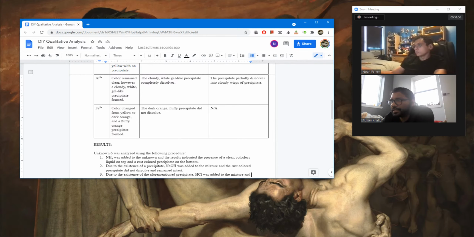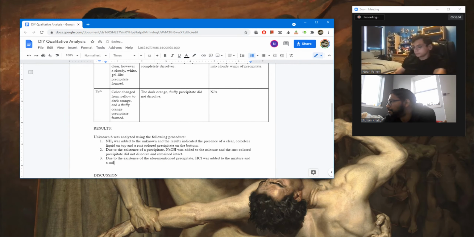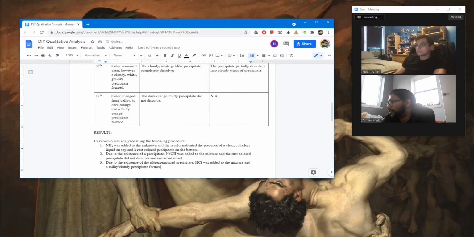Clear colorless liquid on top. Okay, HCl was added to the mixture and a milky, cloudy precipitate formed. Basically it's a cloudy white gel-like precipitate, with the cloudy wisps of precipitate.